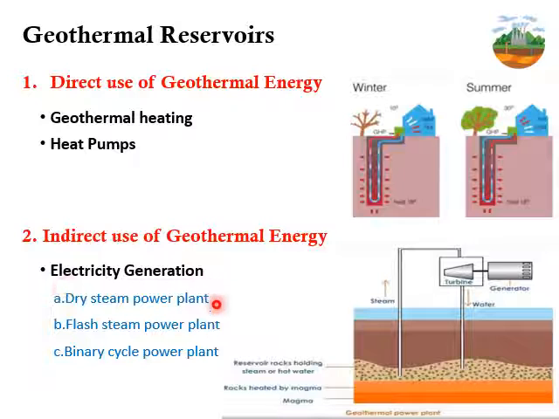So for electricity generation, the plants are called dry steam power plant, flash steam power plant, where flash steam means that only saturated steam is used, and binary cycle power plant. The binary cycle power plant usually has two fluids, for example, the Kalina cycle, and these are topics for details in thermodynamics, where we will study how the two fluids act as a medium for electricity generation.